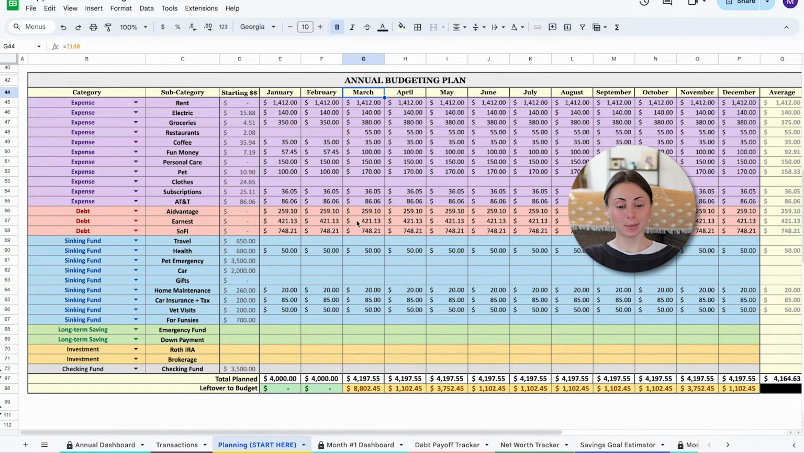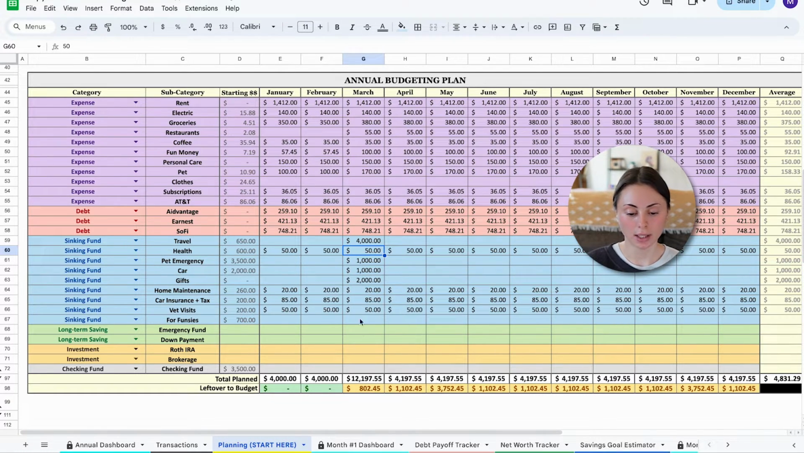March is my bonus time, and this is also the time that I take to fully fund most of my sinking funds. Pet emergency, I like to do $1,000 a year. Gifts, I usually do $2,000 a year. For travel, I typically do like $5,000 to $6,000 a year. We'll do $4,000, and the rest will go into my for funsies fund for like another bigger purchase. Okay, so I have my sinking funds essentially all set up.